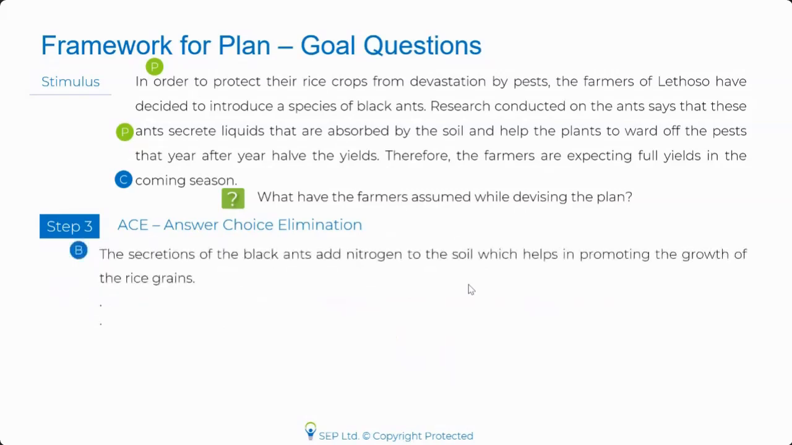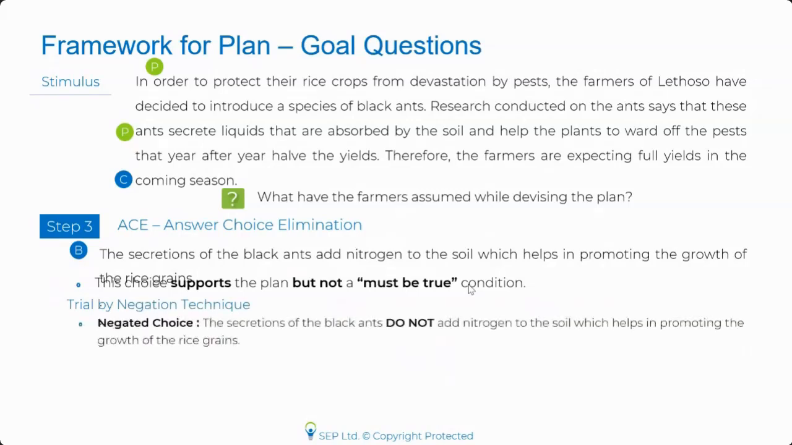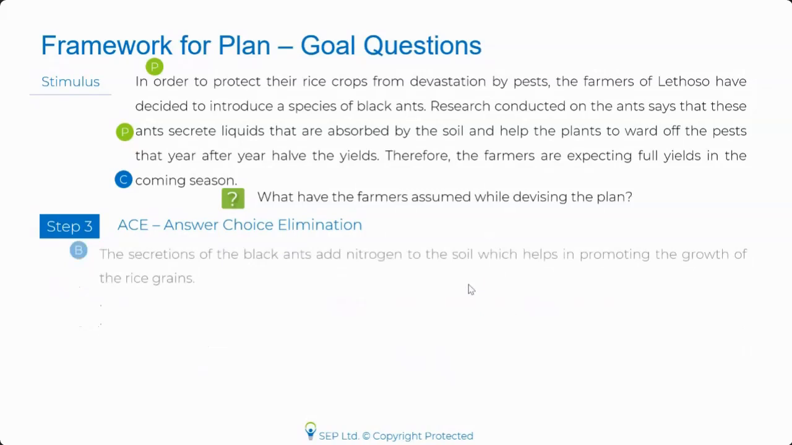The secretions, now some of you mark this as the correct answer. The secretions of the black ants add nitrogen to the soil, which helps in promoting the growth of the rice grains. Now, this choice supports the plan, but it is not a must-be true condition. If it promotes the growth, then the farmers can expect full yields. But does this have to be true?